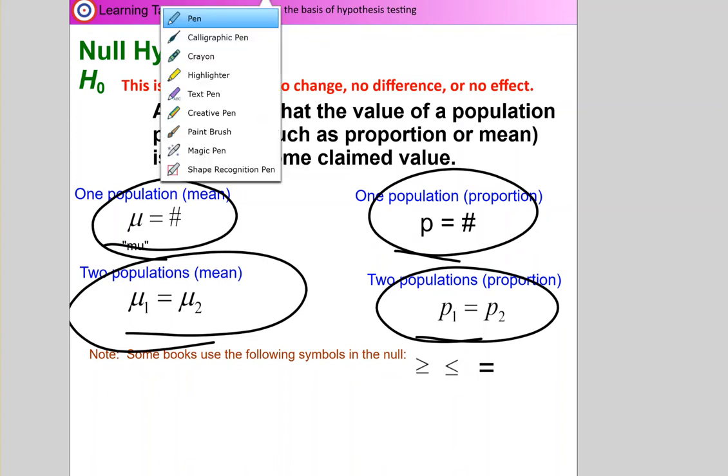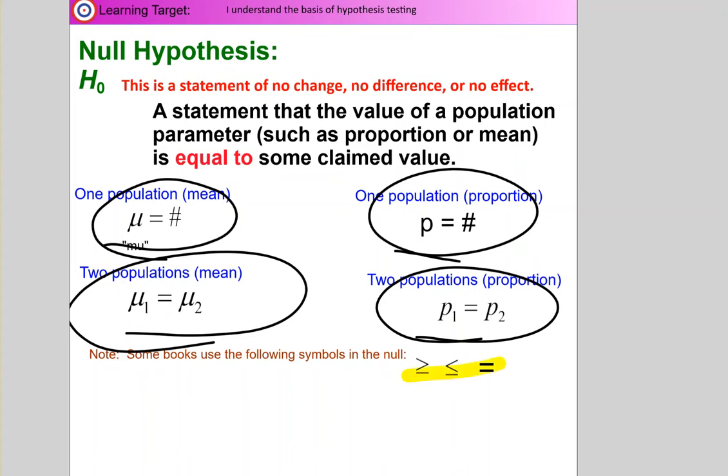Now, if you were to look at statistics books, there may be some that use greater than or equal to or less than or equal to. It's not very common, and in most statistics, we want to stick to your null hypothesis just being equal. Anytime we write a null hypothesis, if we're talking about a mean, we're going to use our mu symbol, just like we did in Unit 4. If we're talking about a proportion, we're going to use the P to represent whatever the proportion is.